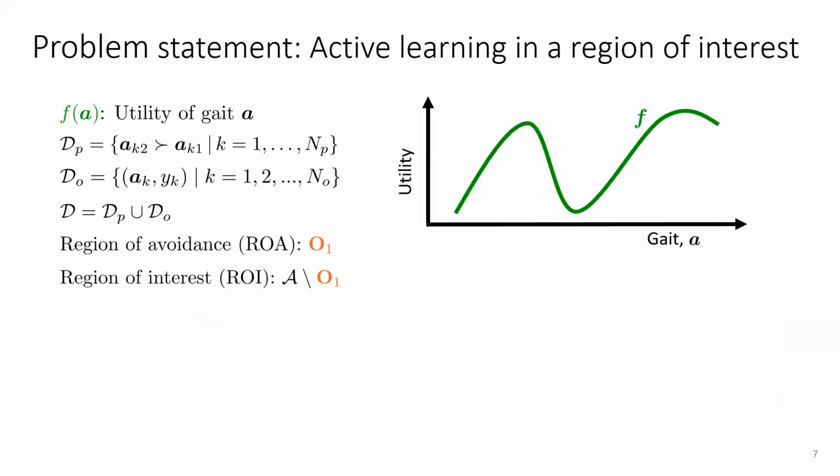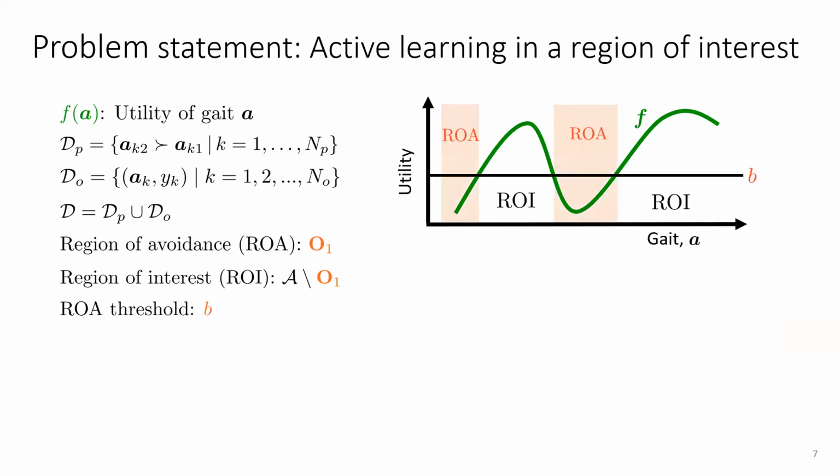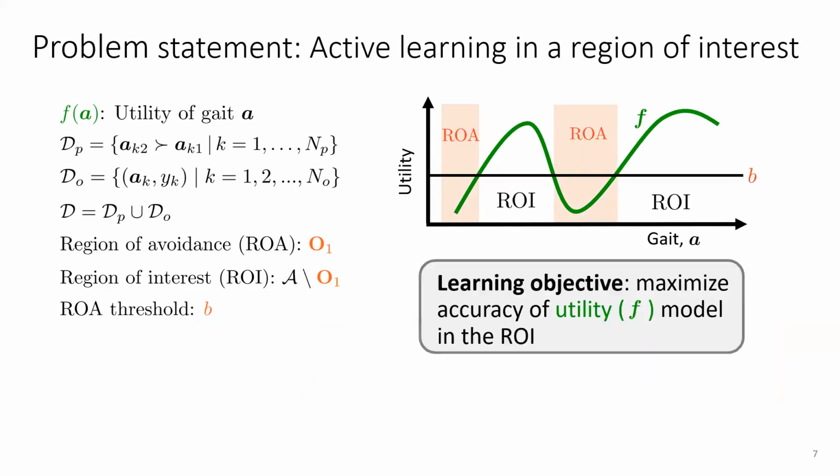The green curve here represents our true utility function f. The action space is split based on the region of avoidance threshold, denoted by b. If the utility of the action is smaller than the threshold, then it belongs to the region of avoidance, which is indicated by the orange shading. Alternatively, if an action has a utility that is greater than the black threshold line, then it belongs to the region of interest. Our learning objective is to maximize the accuracy of the utility model in the region of interest.